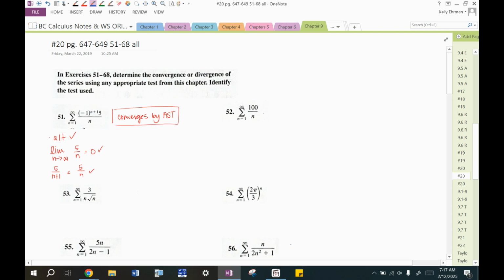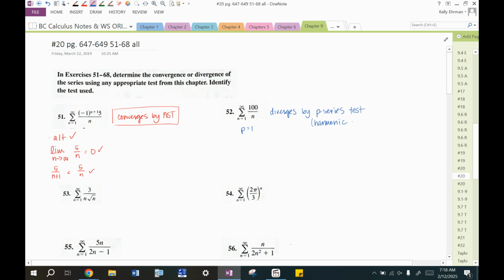For 52, I know this is a harmonic series, right? Just with a constant of 100 out in front. So this would be a P series where P equals 1. So yeah, you could say diverges by P series test. There's not really any work to show. Or this is a true harmonic series. It doesn't have any extra terms added to it.